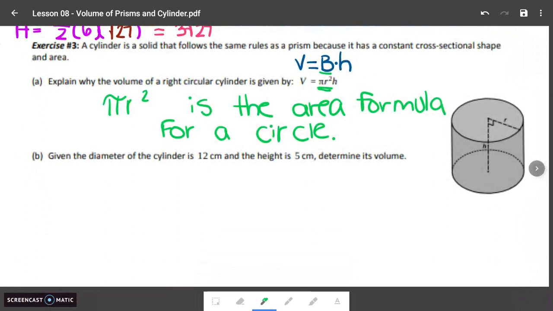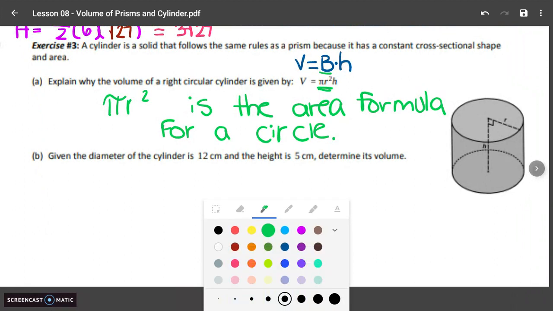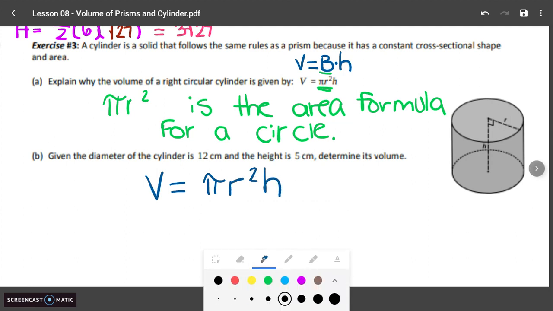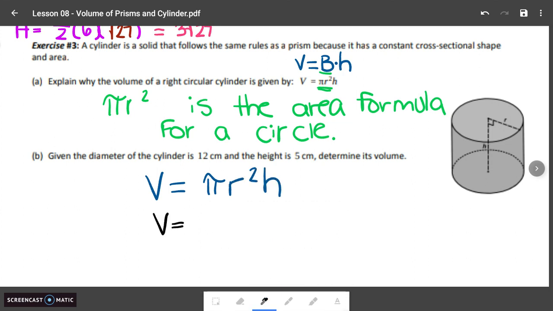Now, they say given the diameter of the cylinder is 12 centimeters and the height is 5 centimeters, determine its volume. Well, if I plug in here, be careful plugging in for r. They gave us the diameter, which means this whole thing across is 12. So the radius is going to be cut in half. And the height they gave me is 5.